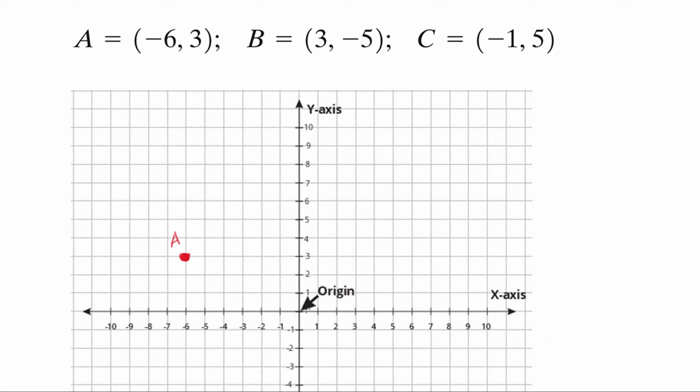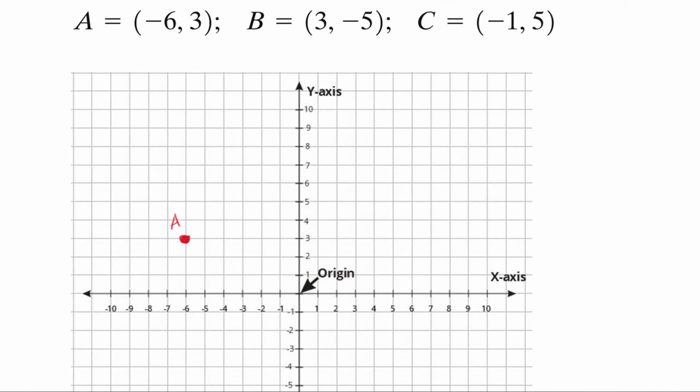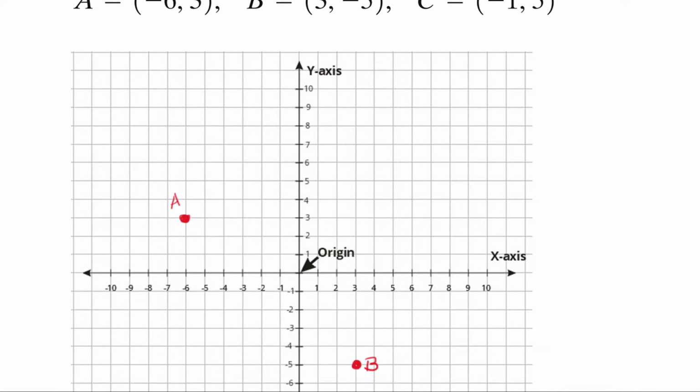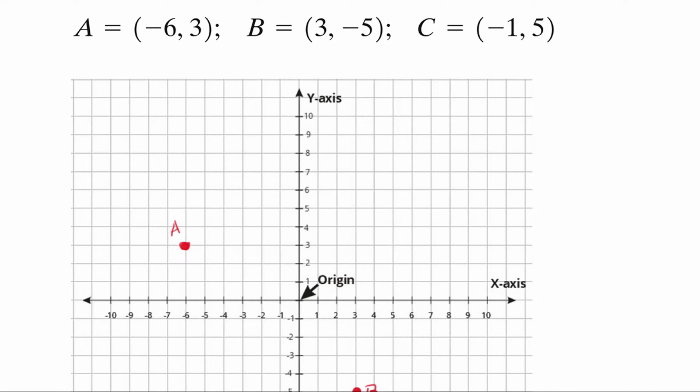Now 3 comma negative 5. So 3 in x, 1, 2, 3, and negative 5 in y. So we actually need to go a little lower. So over here, and then here you have B. And then for C, negative 1 comma 5, well, negative 1 in x and 5 in y, so C.